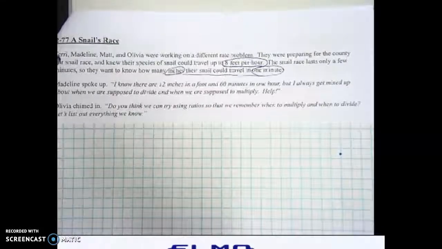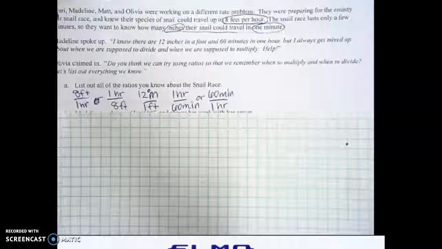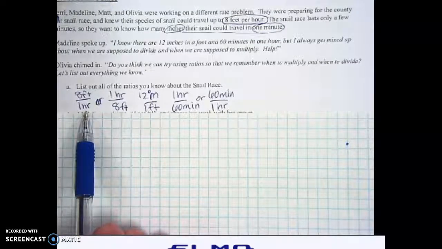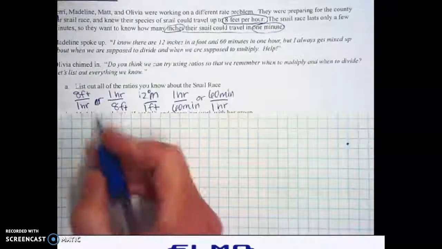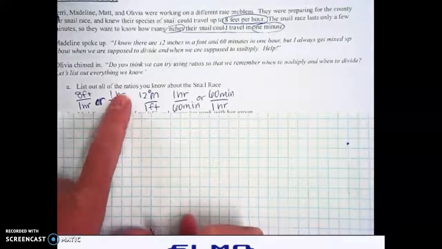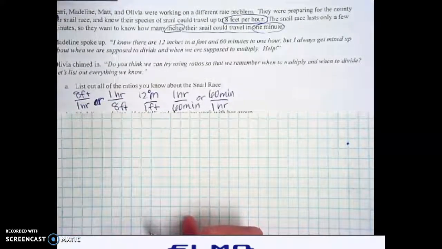Let's list out everything we know, okay? So you can look at the conversion chart. We know that we want to start with 8 feet per hour because that's given to us in the problem. But I wrote, or, okay? Or you could write it as 1 hour per 8 feet. Technically, the way it's written, you can go either way.